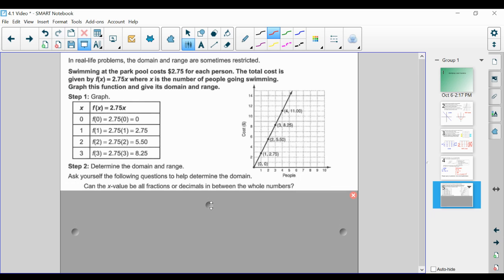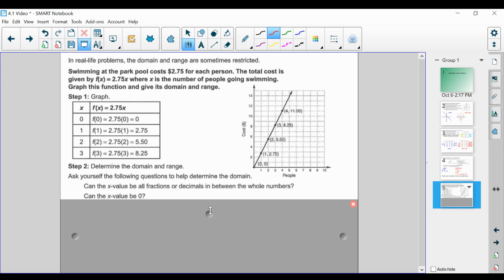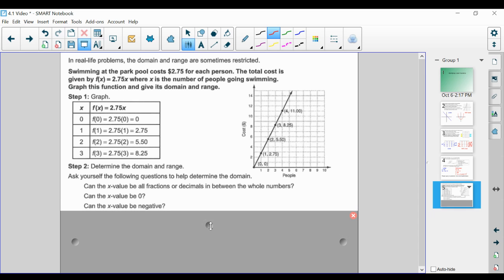Can the x value be all fractions or decimals in between those whole numbers? So if you look at the x-axis, we have 1, 2, 3, 4, 5, 6, 7, 8, 9, 10, and those represent the amount of people. So can we have fractional people? Can we have decimaled people? Is there any way we can fill in between those whole numbers? Well, can x be 0? Can x be negative? These are three important questions that we have to ask ourselves when it comes to real life examples. We need to be able to analyze these real life situations and be able to determine our conclusion.